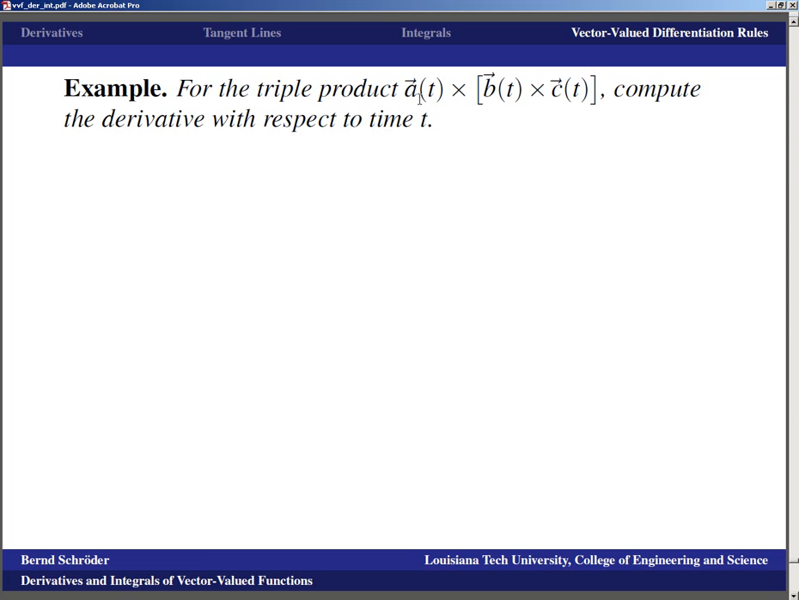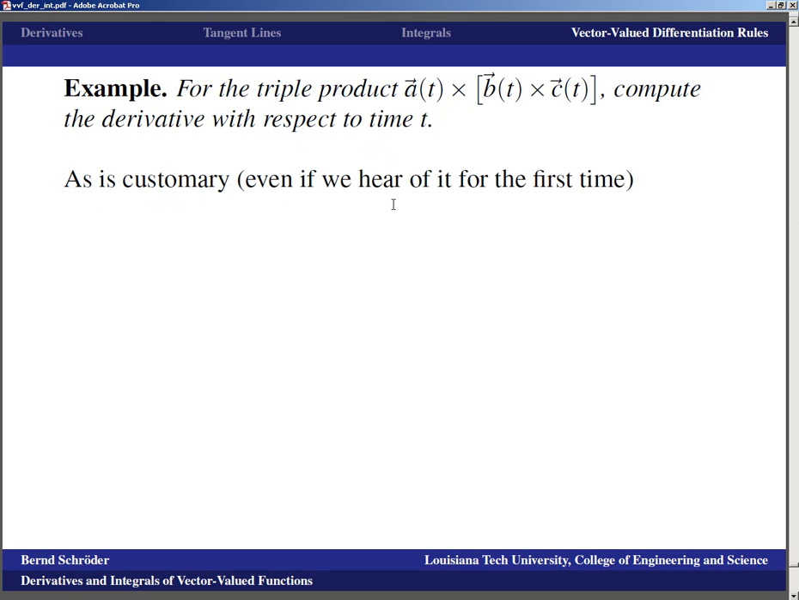But okay, so if you've got a triple product, a of t cross b of t cross c of t, and we want to compute the derivative with respect to time t, well, that first of all implicitly, of course, assumes that everything here happens in 3-dimensional space. But that's just something that we have stored away in our minds somewhere. The other thing, as is customary, is that we drop the argument t.